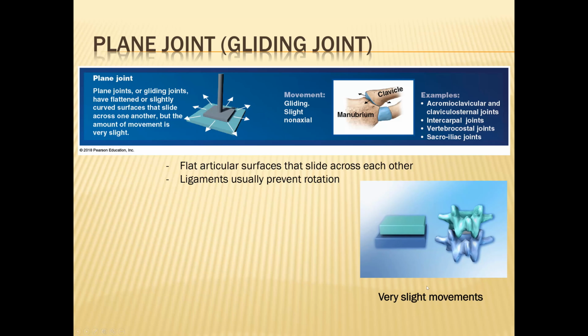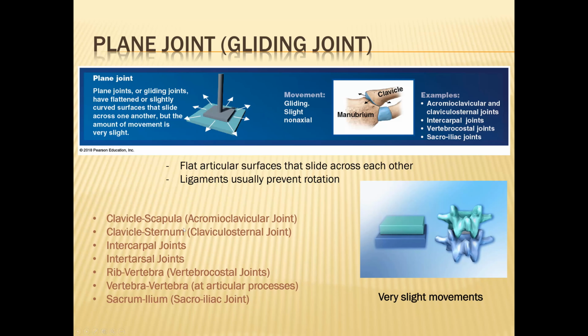a plane joint. So you can find these between the scapula and the clavicle, that's the acromioclavicular joint. Also between the clavicle and sternum, that's the claviculosternal joint. You can also find them between your different carpals. Remember, you have 8 different carpal bones, so the intercarpal joints are gliding joints. The intertarsal joints are also gliding joints, so this is between your 7 tarsals.